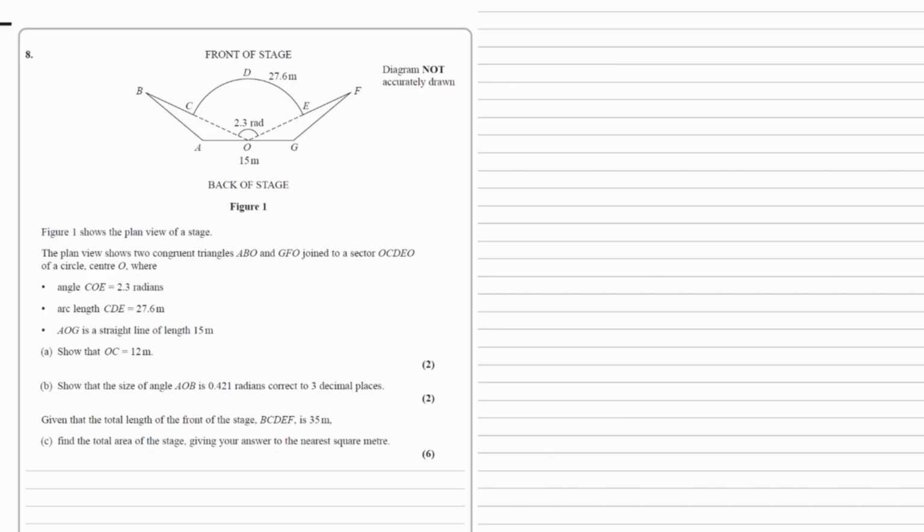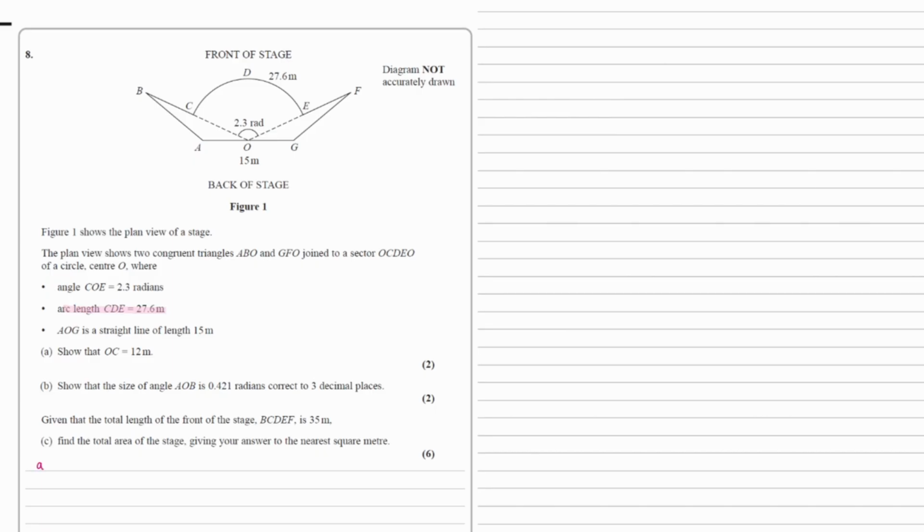Number 8. Figure 1 shows the plan view of a stage. The plan view shows two congruent triangles ABO and GFO joined to a sector OCDEO of a circle center O, where angle COE is equal to 2.3 radians, arc length CDE is equal to 27.6 meters, AOG is a straight line of length 15 meters. Part A, show that OC is equal to 12 meters.